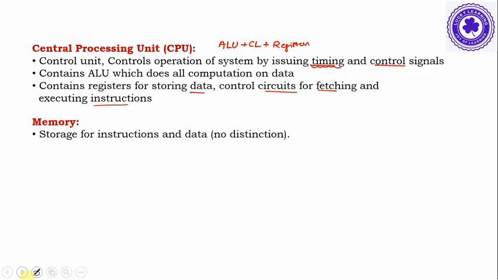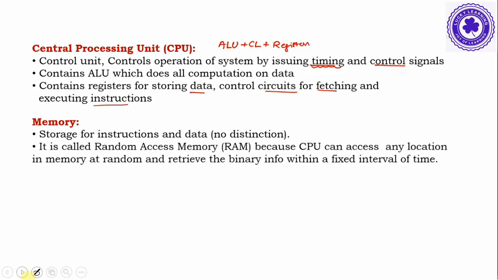What is a memory? Memory is a storage unit. It is a storage for instructions as well as data. It is called random access memory, or simply RAM, because the CPU can access any location in memory at random and retrieve the binary information within a fixed interval of time.